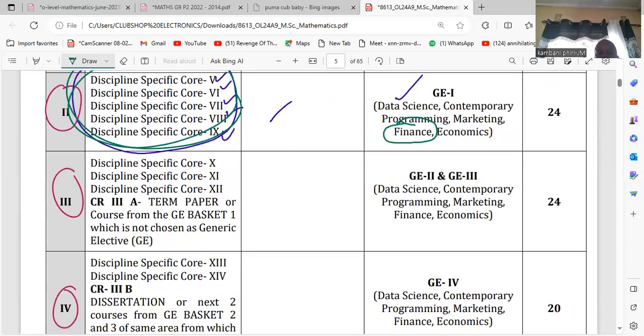Then in the third semester, you have 4 courses of discipline-specific core. You also get some courses from your GE. Then there is also what we call the term paper. Term paper, meaning that you're in preparation for your dissertation here. So the term paper will prepare you for your dissertation.